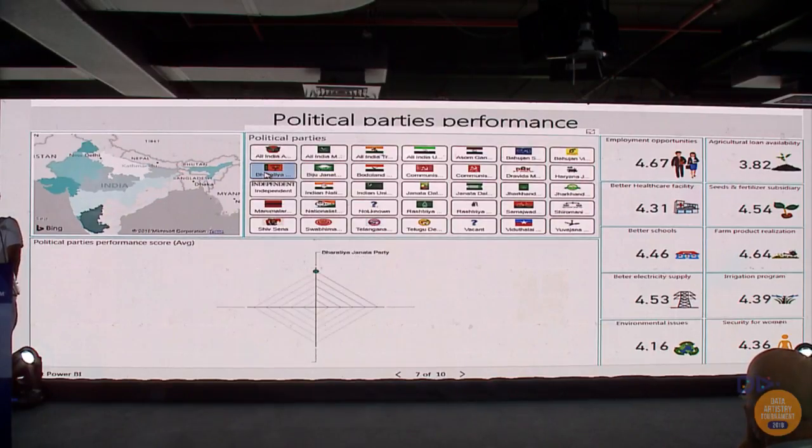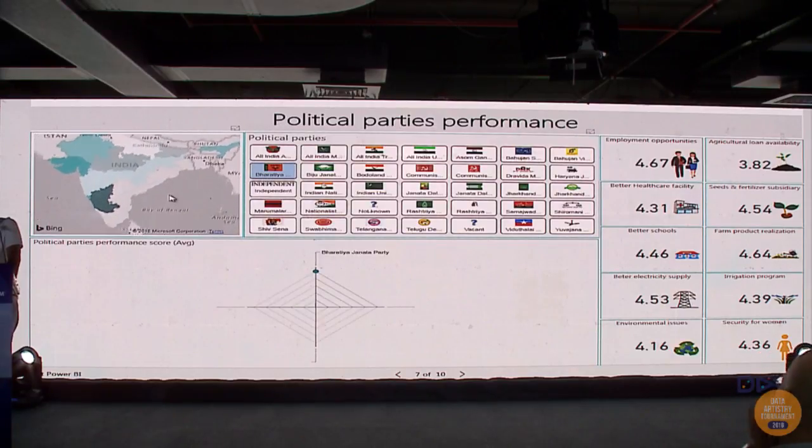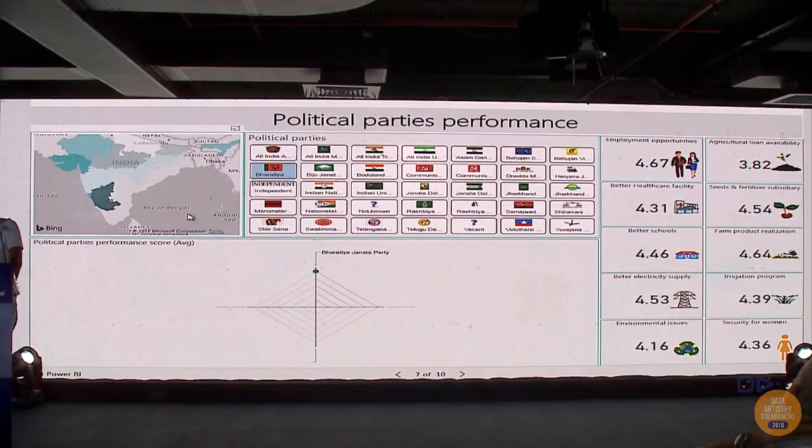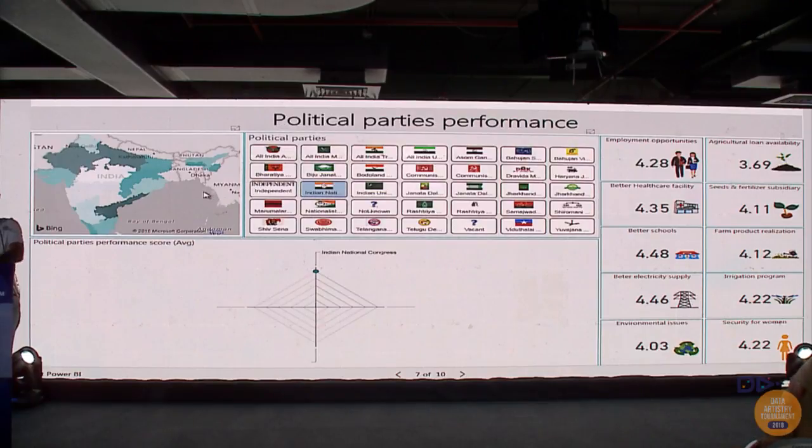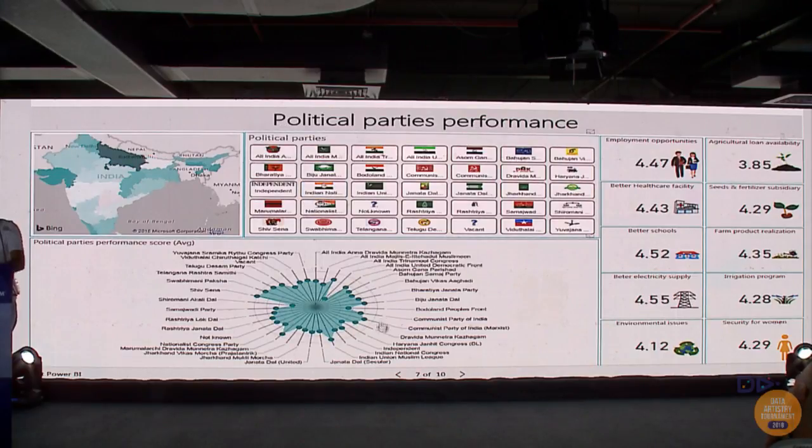Let's see the Bharatiya Janata Party. Obviously, they did not have the luck to have their presence in South India, as we all know. But on the other hand, Congress was present in the entire part of India. So these are pretty much little insights and findings which we were able to come out with.